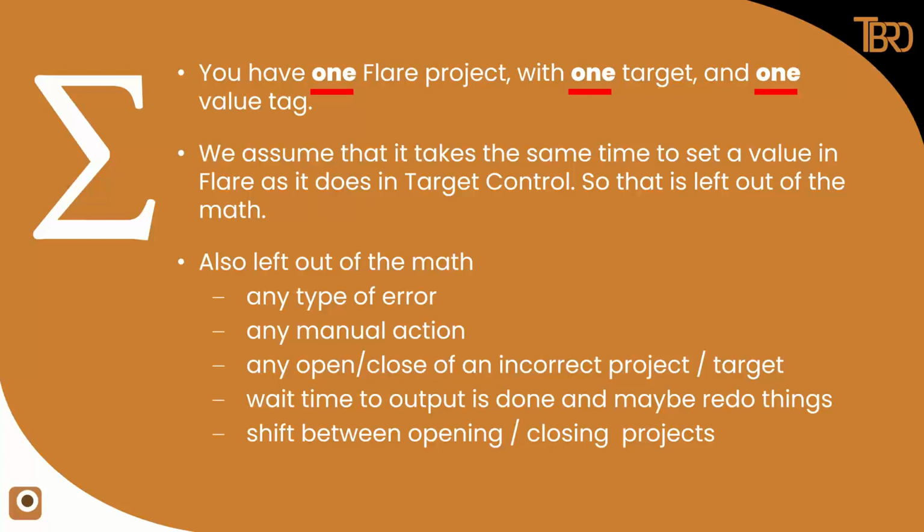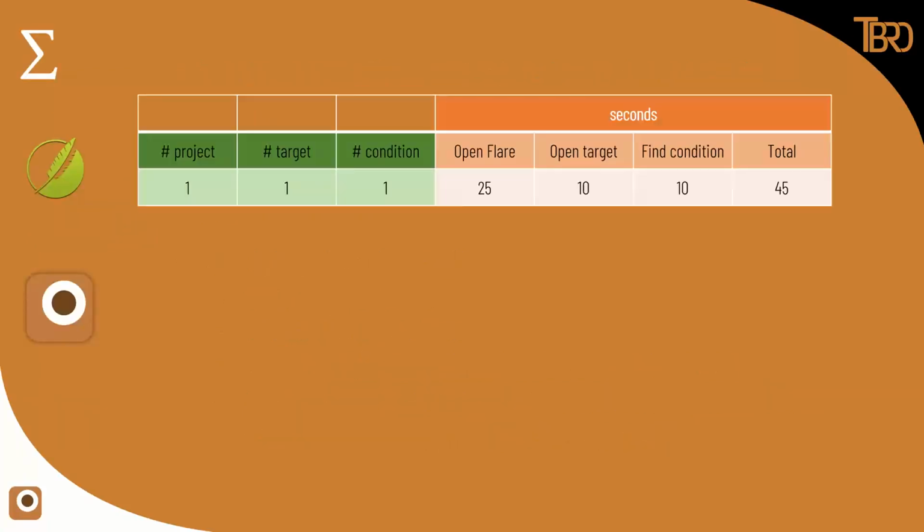So that lists out of the math in the next slide. And also out of the math is any type of error we as humans make, any manual action we make is out. Opening and closing incorrect projects, i.e. errors again, are not part of this calculation, and so on. And shifting between opening and closing projects are neither in these. So on my machine back then, that was an old one. I've got a faster one now. It takes me, for this one project, one target and one condition, 25 seconds to open Flare.